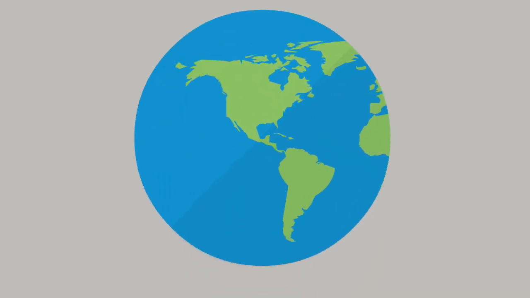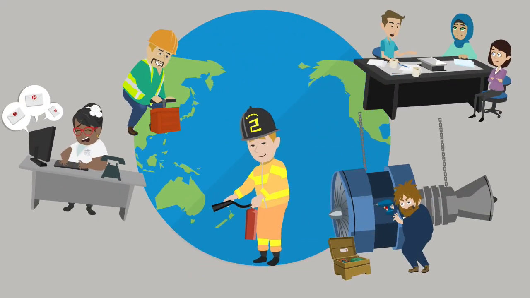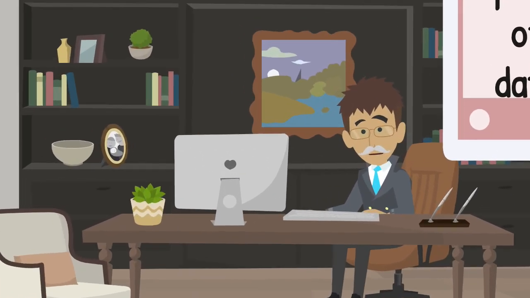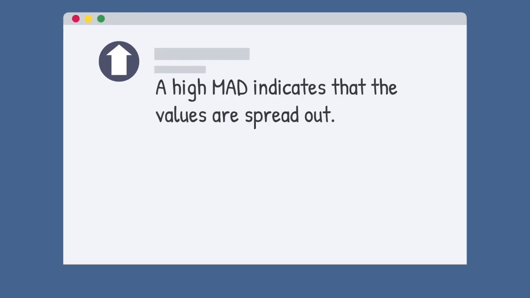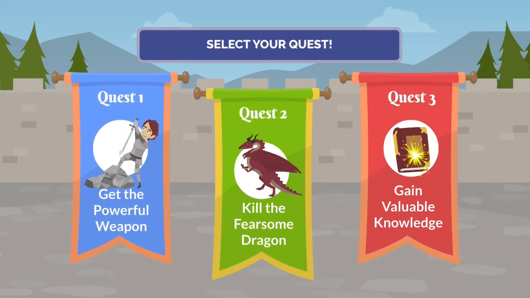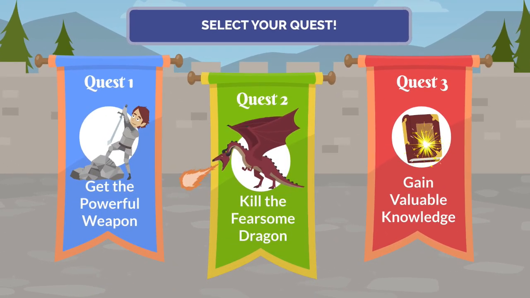Take a look and you will see a mathematical world around you filled with data. The mean absolute deviation tells us how spread out the data is in a dataset. A high MAD indicates that the values are spread out, while a low MAD indicates that the values are close together. This measure is useful for making informed decisions based on data.